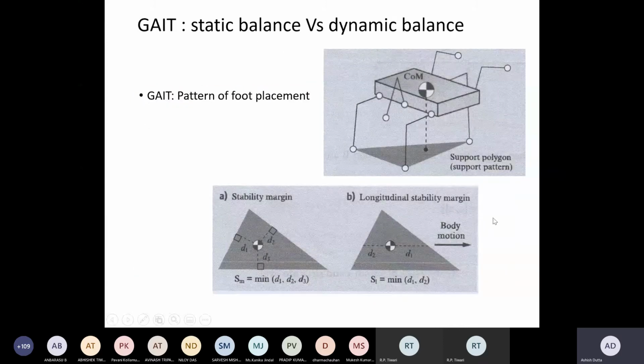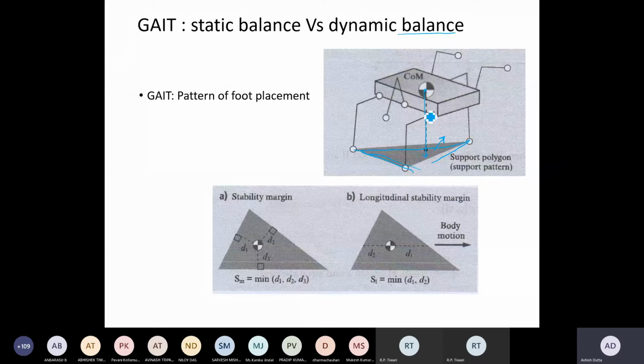Now, what do you mean by gait, or what is balance? So balance is essentially when the quadruped or the multi-legged system is walking, the legs on the ground will be forming the leg support polygon. And the projection of the center of mass should be inside that polygon. Then the system is balanced. Now, if the center of mass goes outside the polygon, the system will immediately fall. That is what we mean by balance here.